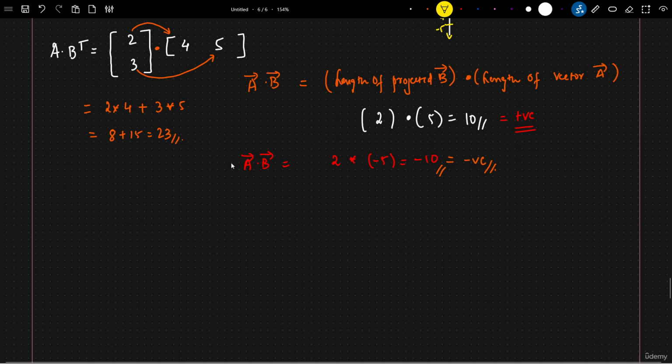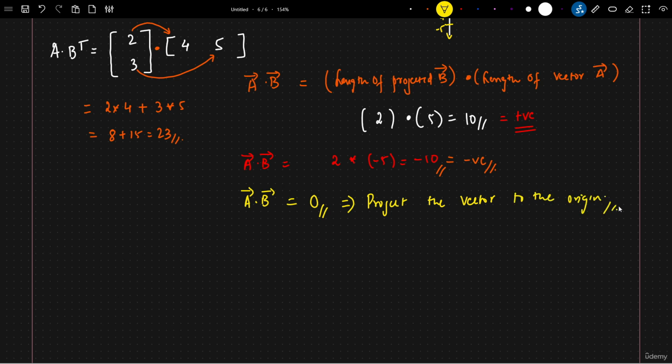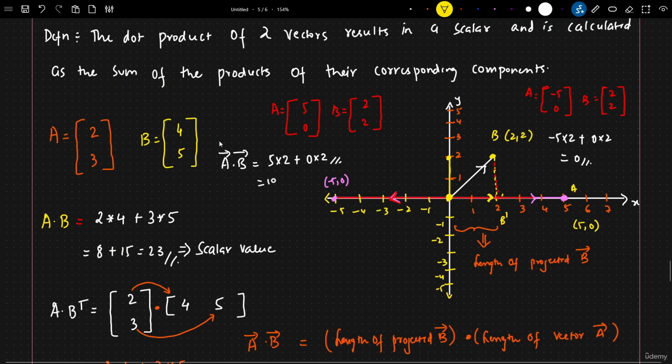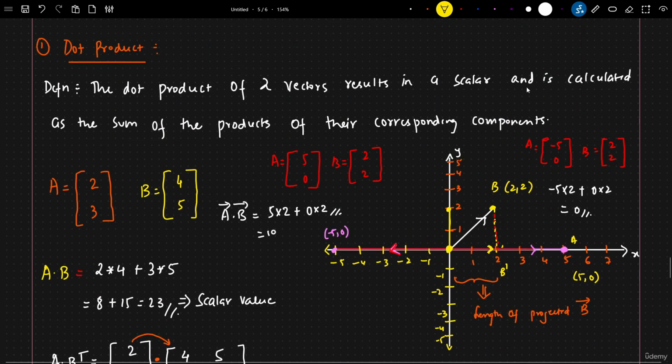So in this scenario, if I do a dot product of A and B, it will be exactly 0. This happens when we project the vector to the origin, because there will be no displacement, right? So these are the 3 scenarios that you can consider with respect to the dot product.